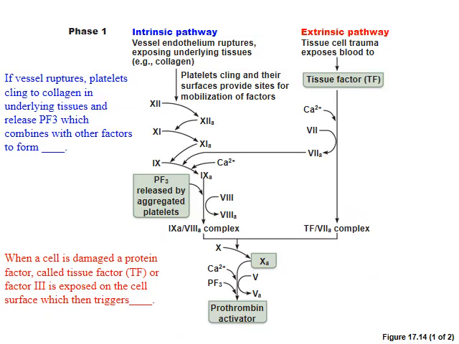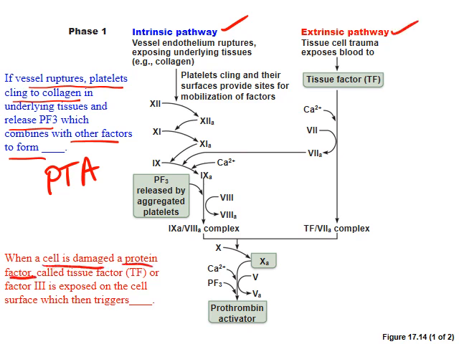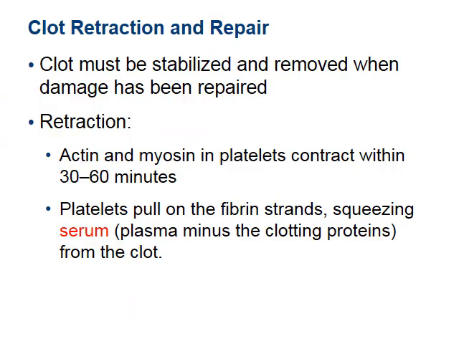Again, I've summed it up. Intrinsic pathway, if a vessel ruptures, platelets cling to the collagen, you release something called PF3, and this is going to combine with other factors to form what? What's our whole goal? Prothrombin activator. If you're doing the extrinsic pathway, a cell is damaged, a protein factor called tissue factor is exposed on the cell surface and triggers prothrombin activator.